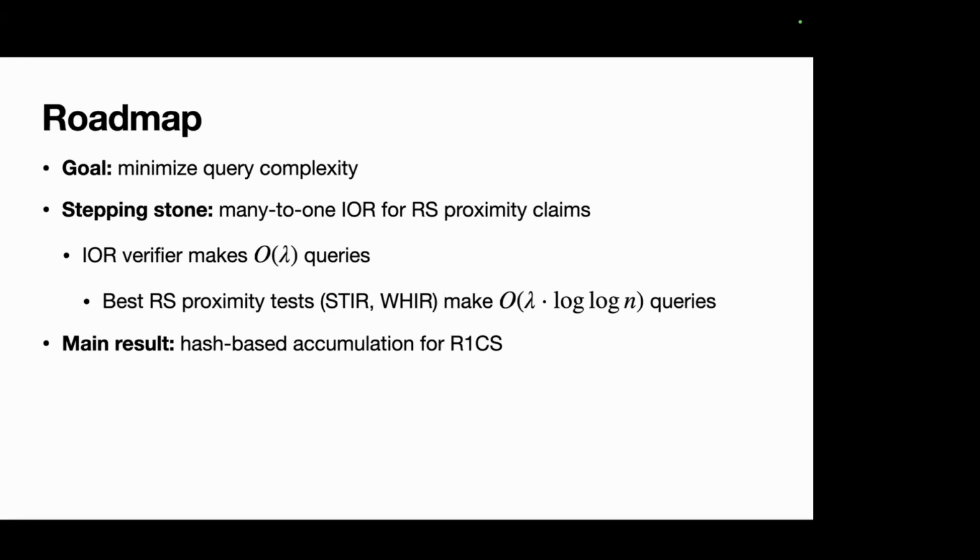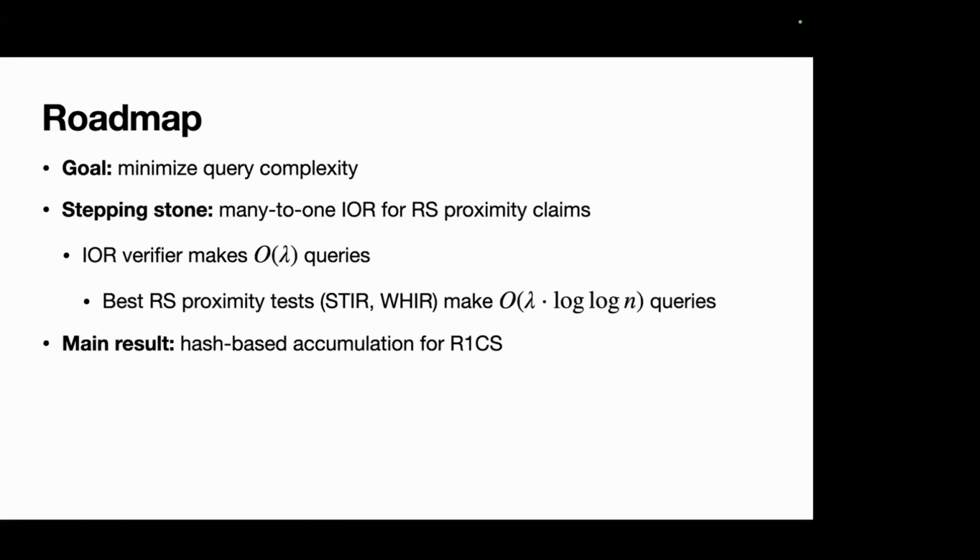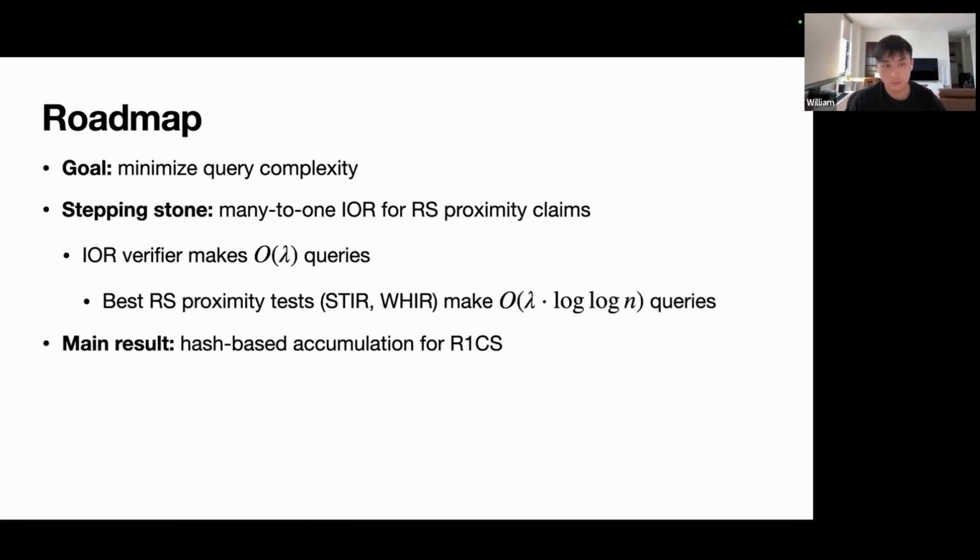Okay, so what were those concurrent works again? One is called Boyle, B-O-I-L, and the other one is called Deepali. And they both also make this observation that you can get a many-to-one interactive oracle reduction for Reed-Solomon proximity claims where the verifier makes O of lambda queries. Okay, so for now, let's focus on the stepping stone and then we'll get to the main result afterwards.